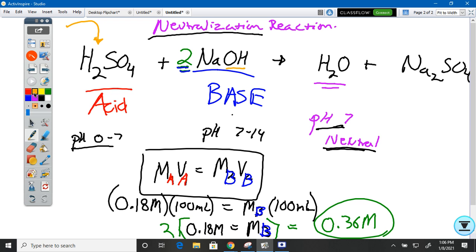So MaVa equals MbVb. You use that equation for neutralization reactions, and you find that by doing what's called a titration. Titration is where you add a base to an acid, you dilute it, and you use MaVa equals MbVb, and you calculate. Do not forget to use your coefficients. Okay? Acids and bases.